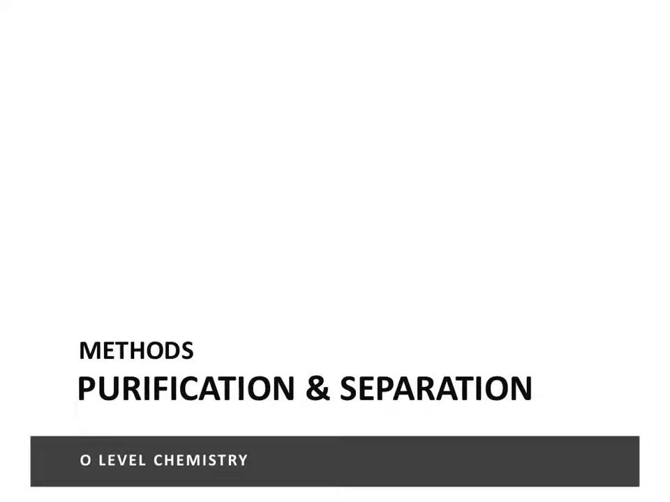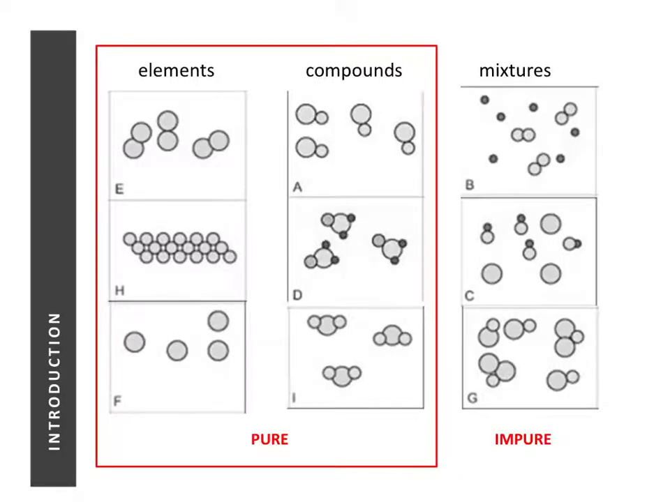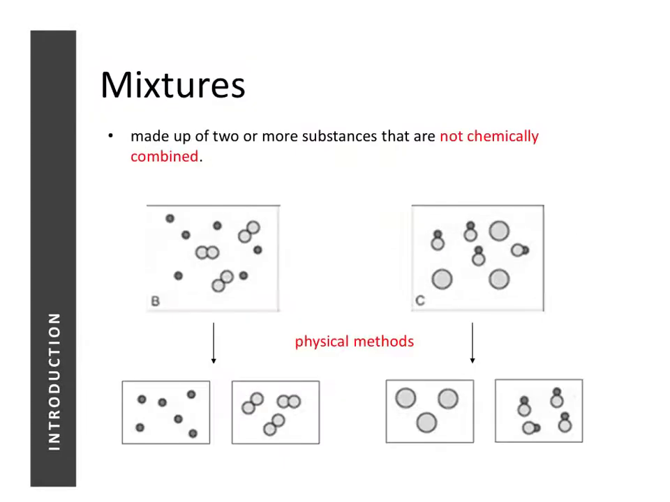In this video, we're going to look at the different methods of purification and separation. And this chapter actually builds on the previous chapter, which is on elements, compounds, and mixtures. In elements, compounds, and mixtures, we learned that elements and compounds are actually pure substances, whereas mixtures are impure. We went on to learn that mixtures are made up of two or more substances that are not chemically combined. Right? Since they are not chemically combined, we can actually separate them easily using physical methods.